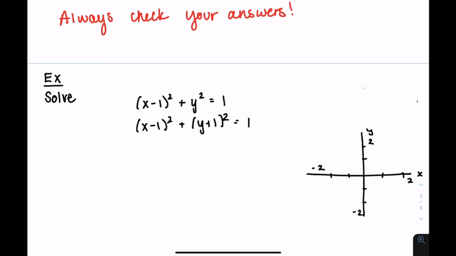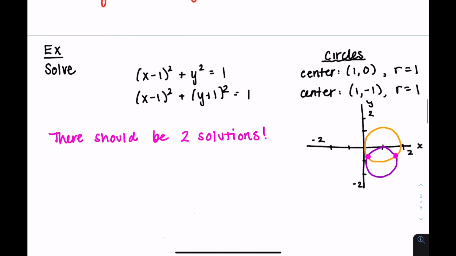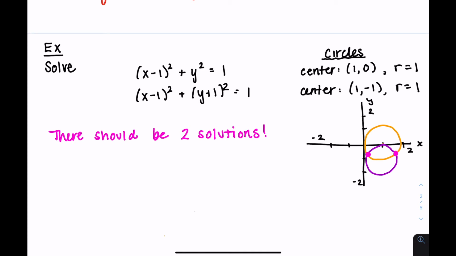Let's do these two equations. And I'm going to go ahead and graph them at the beginning, just so I know how many answers I should potentially have. They're both circles. This first one has center 1, 0, radius 1. This circle has center 1, negative 1, with radius 1 as well. So I've got my first circle, its center is right here, and the radius is 1. I've got a second circle whose center is right here, doesn't actually go through that point, and it also has a radius of 1. So these definitely intersect in 2 places. So I know there should be 2 solutions. They might not be pretty, but there should be 2 solutions.